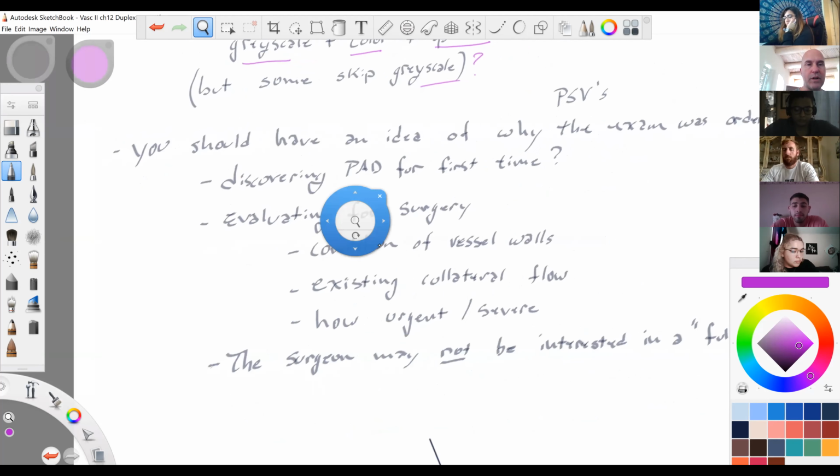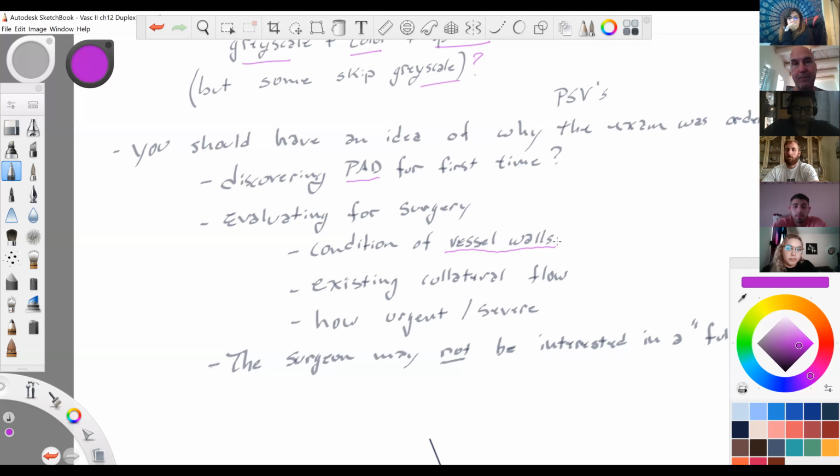So this kind of goes with the same point. You should have an idea of why the exam was ordered. Is this a new patient? Are we discovering peripheral arterial disease for the first time? If so, you need to do a thorough exam. But if you're evaluating for surgery, well, you might not have to do everything. They might already know about a number of things. They just want to say, tell me where a good location is to do a bypass.